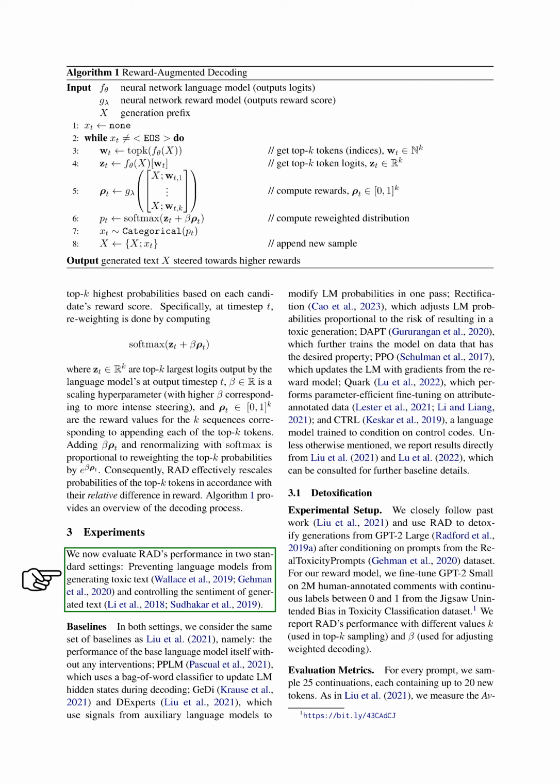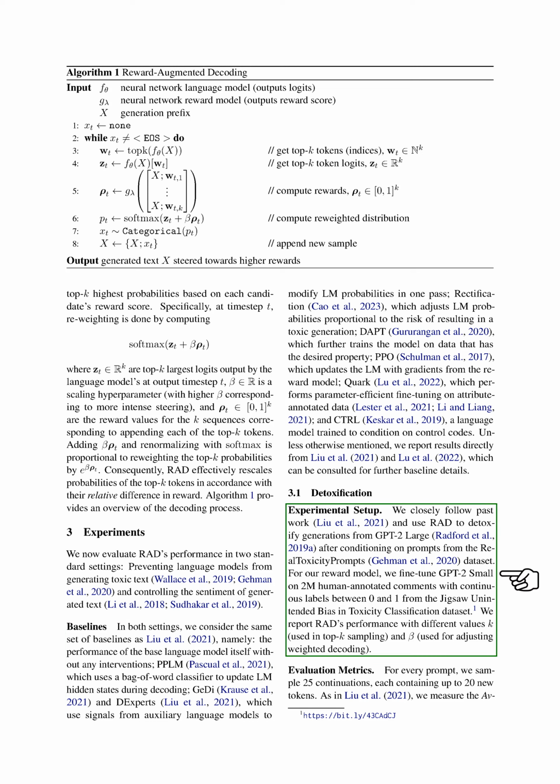Now, let's look at how RAD performs in 2 standard scenarios: preventing the generation of harmful text by language models, and controlling the sentiment of the text generated. We compare RAD's performance with several other methods, including the base language model without any interventions, methods that use signals from auxiliary language models to modify probabilities, and methods that adjust probabilities based on the risk of generating harmful text. We also consider methods that further train the model on data with the desired properties, and methods that perform fine-tuning on attribute-annotated data.